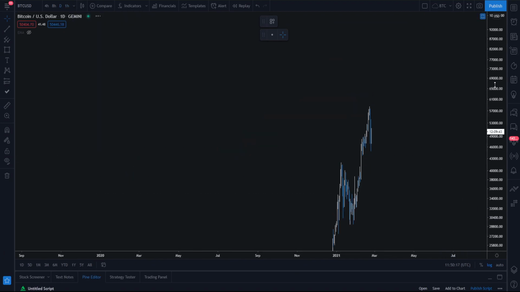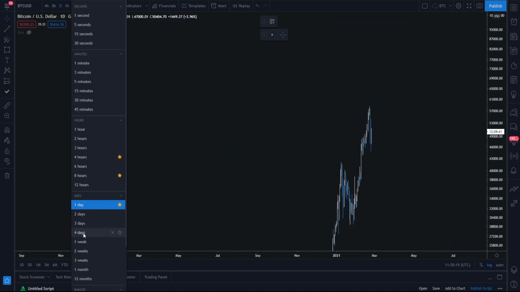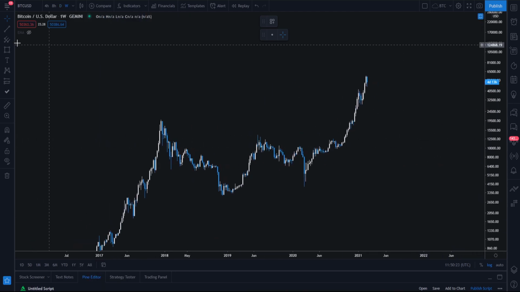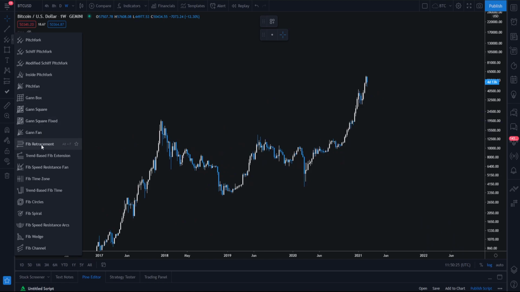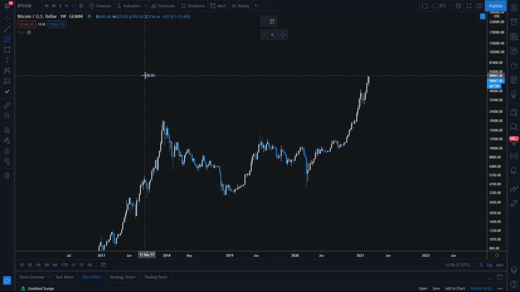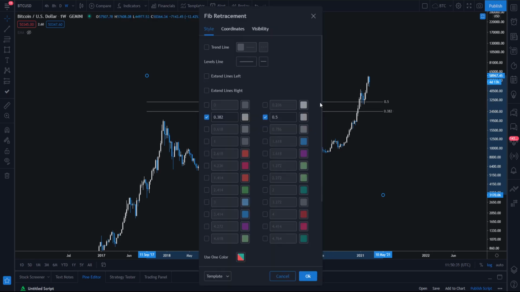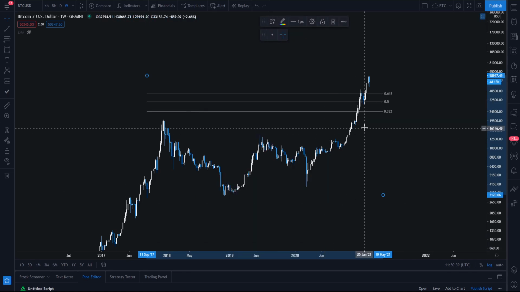So let's go to a daily chart. Actually, let's zoom out. Let's go to like a 1 week, and let's see what we can see here. So first thing, I'll draw a fib from the top of the current market down to the lows we saw in 2018, which was November. And let's also add in the 0.618. Where's that? Here. So these are pretty much the main 3 fib levels we want to be watching: the 0.618, the 0.5, and the 0.382.